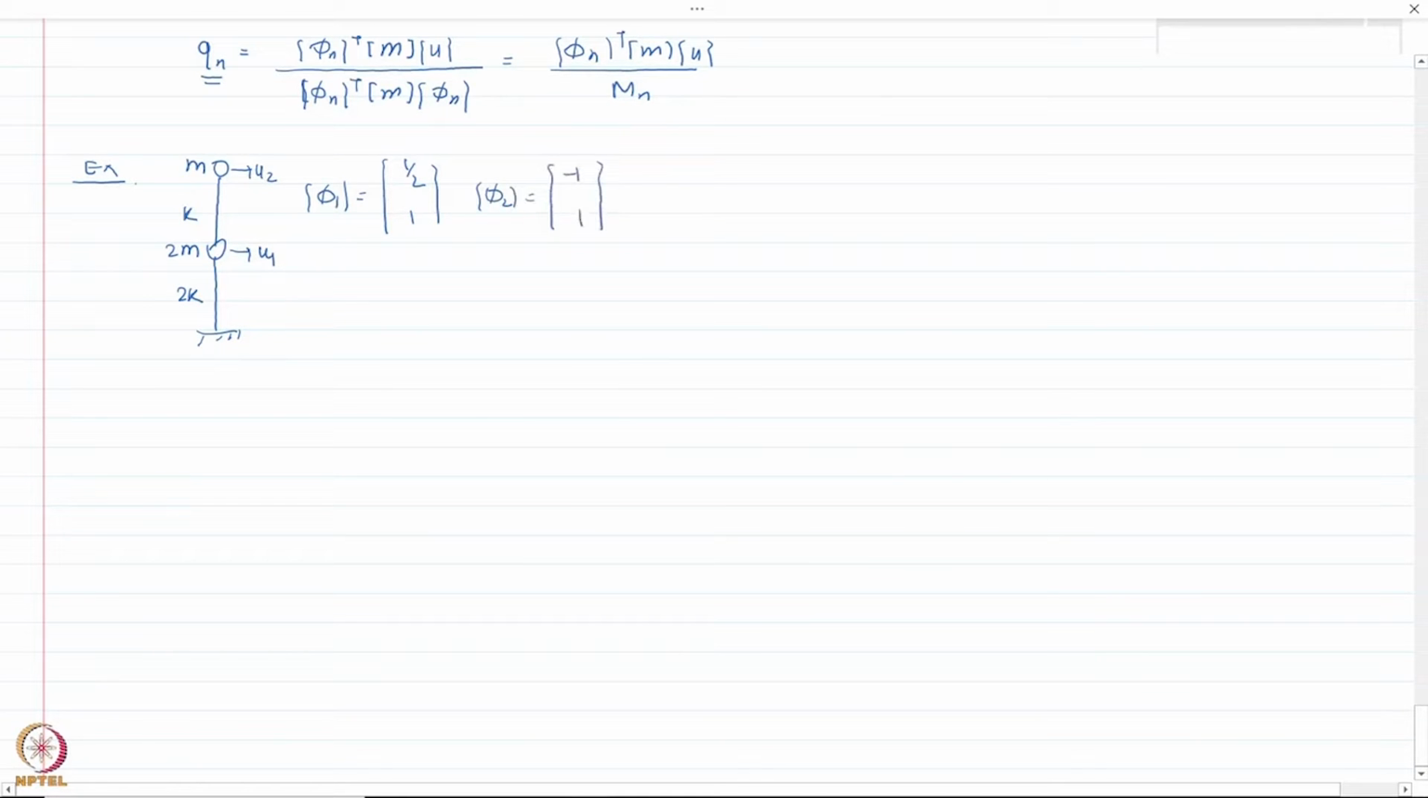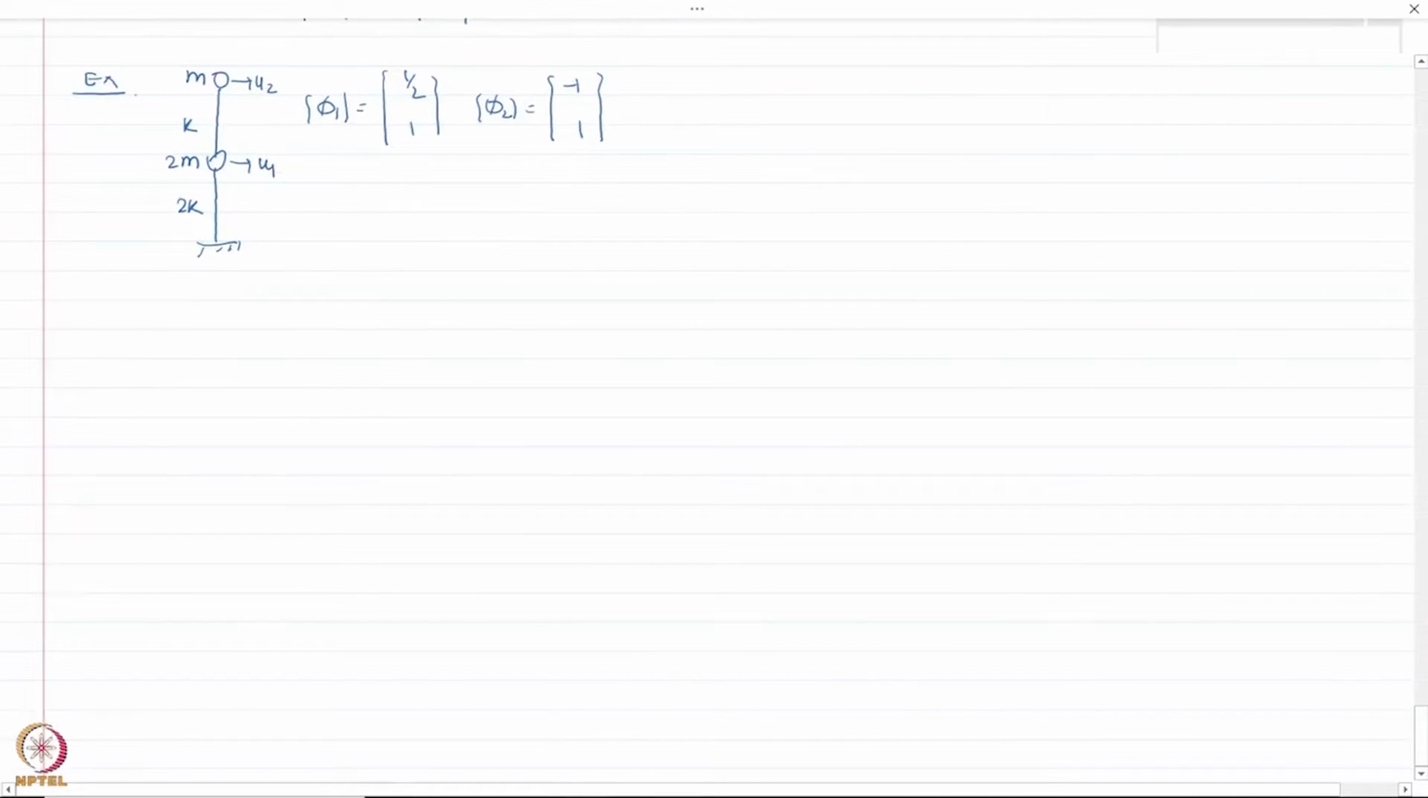Now the question is, at any time instant, u of t, let us say u is given as 1 1, and what I have to find out is the modal expansion of the displacement vector. So I have to find the expansion of this in terms of some factor times the first mode shape plus some factor times the second mode shape. So I have to find those factors, q1 and q2. Let us see how we do that.